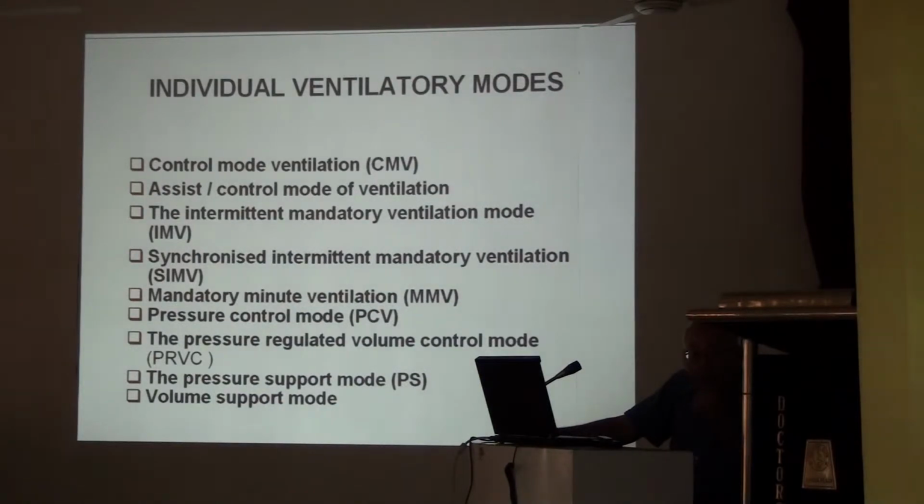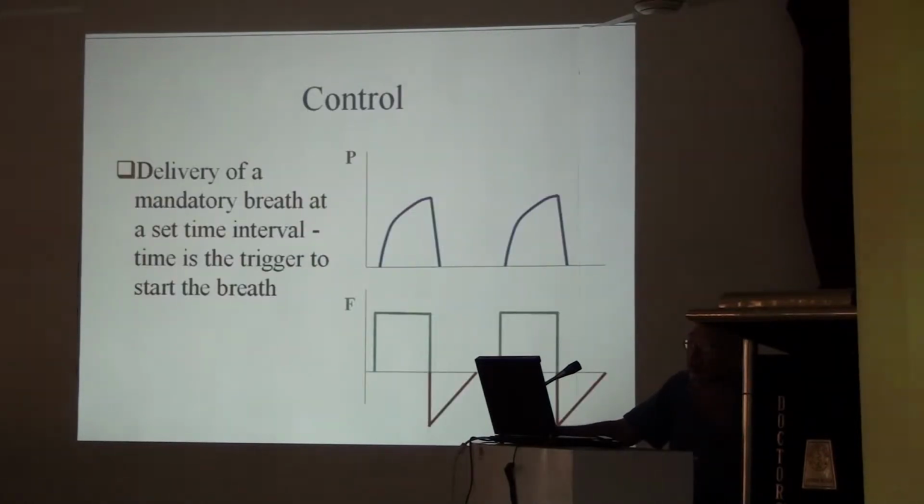There are many more varieties. I don't want to confuse you with all these things. There are the CMV, access control device, IMV, intermittent monitoring. I will show you how it works. These all will come gradually. Now, look at the curves.